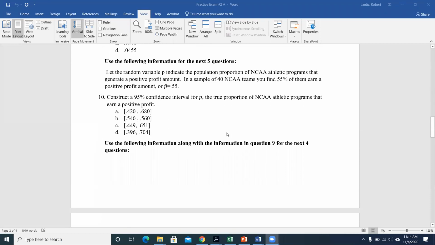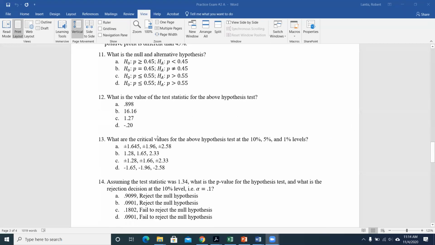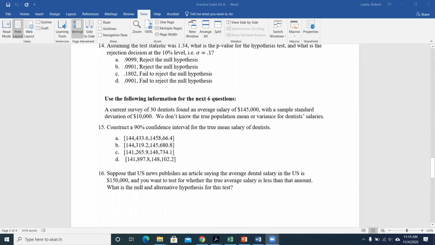So let's do a problem from here. I don't want to do this one because I don't think it's as hard. So let's get some practice with this one, right? A current survey of 30 dentists finds an average starting salary of $145,000 and a sample standard deviation of 10,000. We don't know the true population mean or variance for dentist salaries. Okay? So the first thing, let's try to construct a 90% confidence interval for what the true mean is.